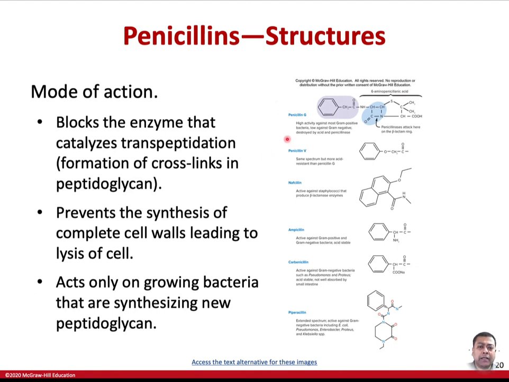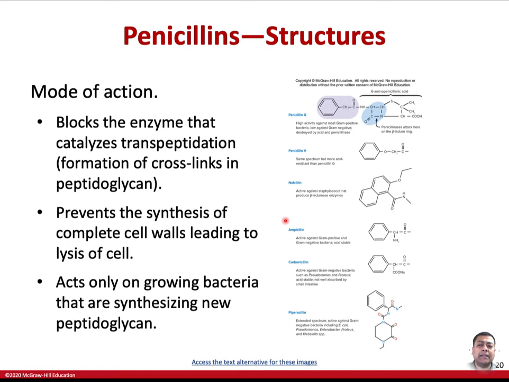On the other hand, there is another one, which is called penicillin V. This penicillin V has the same spectrum, but it is more acid resistant compared to penicillin G, and you can give it orally to people. Then you have another penicillin-based antibiotic, which is known as nafcillin. This is active against staphylococci that produce the beta-lactamase enzyme. So this is to some extent resistant to the beta-lactamases or penicillinases, to which penicillin V was susceptible.